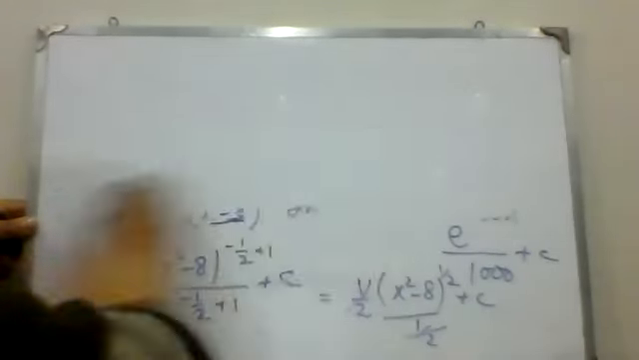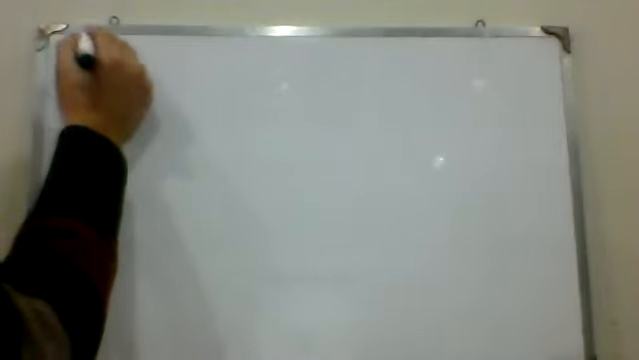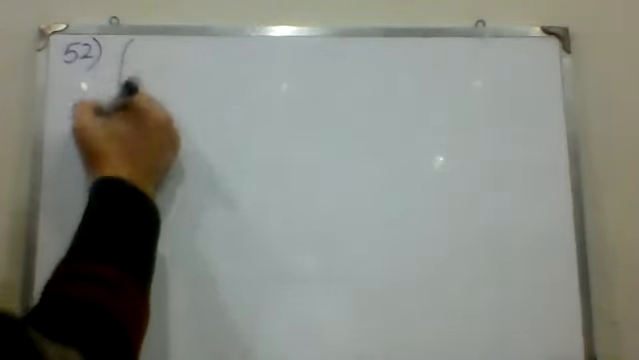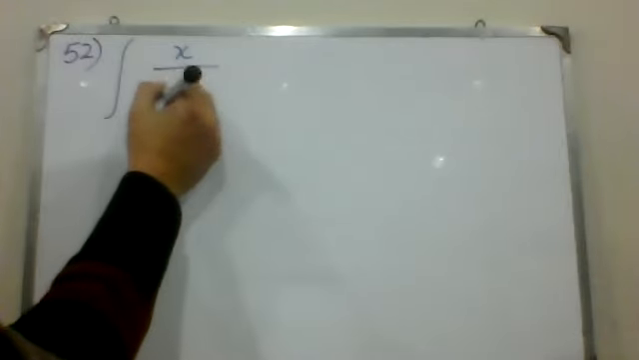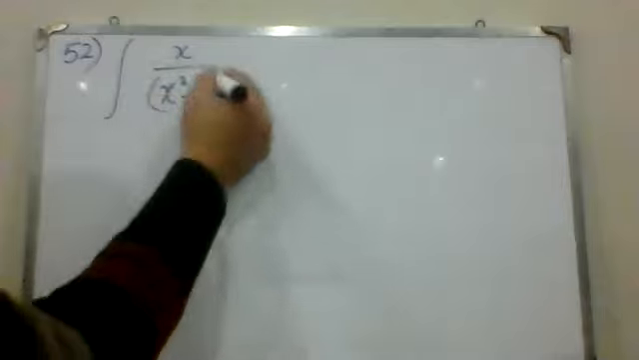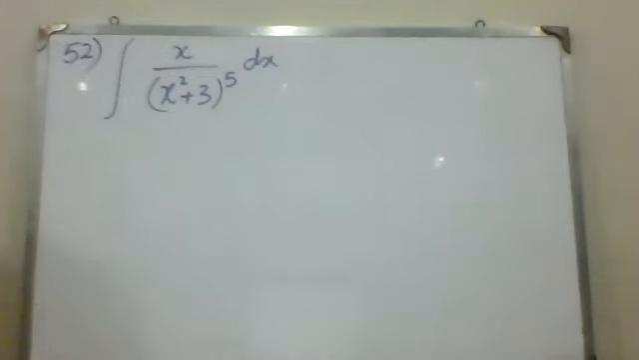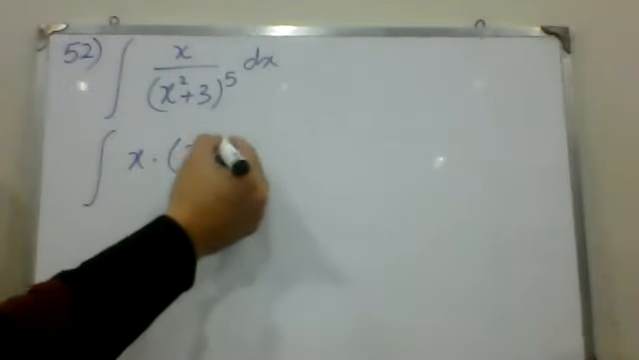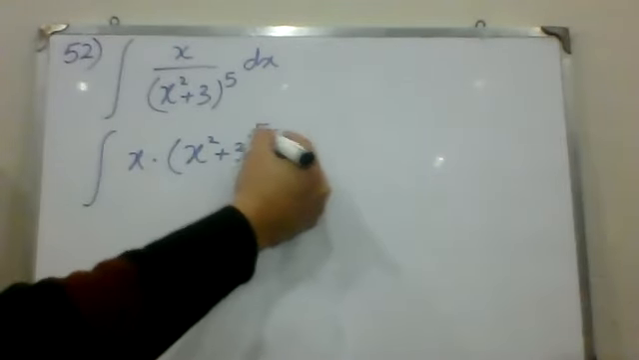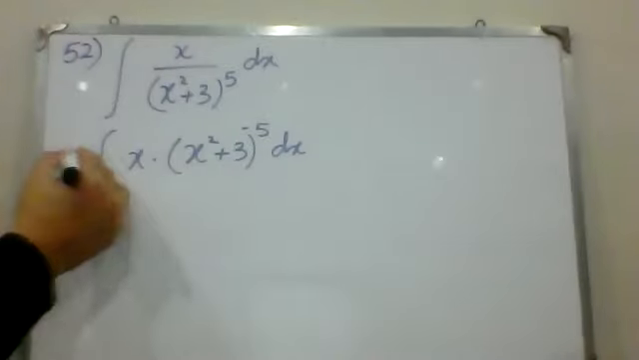Okay, now next question. Question number 52, and it's the last question of today's lecture. Integral x divided by (x square plus 3) whole power 5 dx. So how can we solve that problem? We can write that x times (x square plus 3) whole power minus 5 dx.